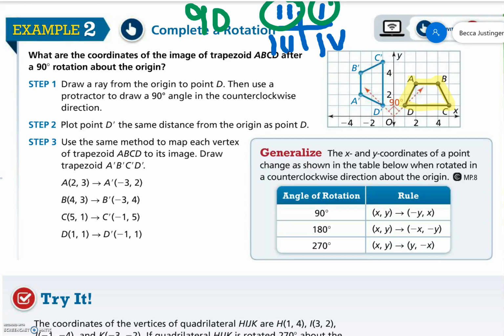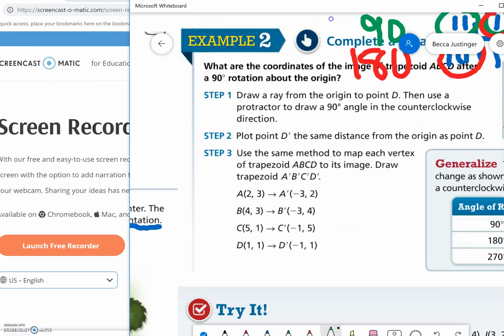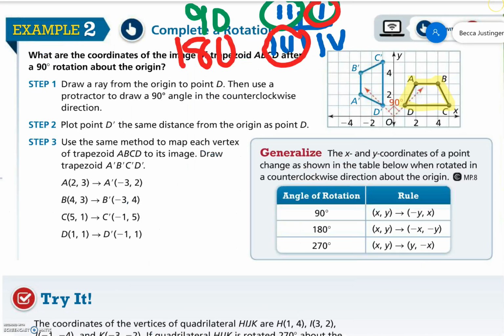If we start in quadrant 1 and we end in quadrant 2, that's a 180-degree rotation. And if we start in quadrant 1 and end in quadrant 4, that's a 270-degree rotation. Okay, so each quadrant is worth 90 degrees. So if the points are both positive, X and Y are positive in the first quadrant, what are they in the second quadrant?